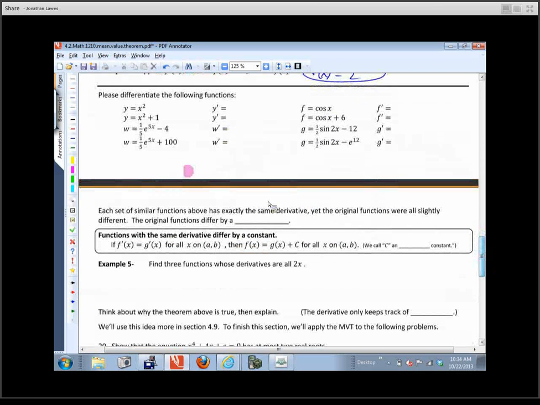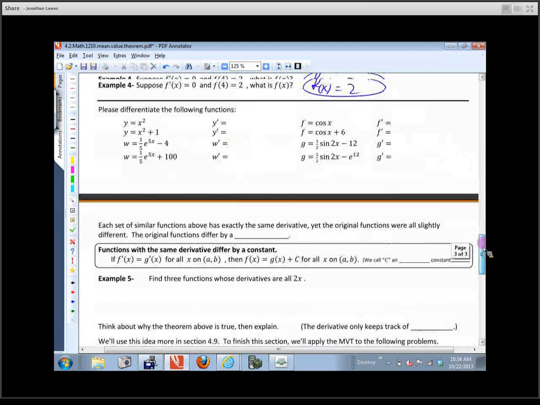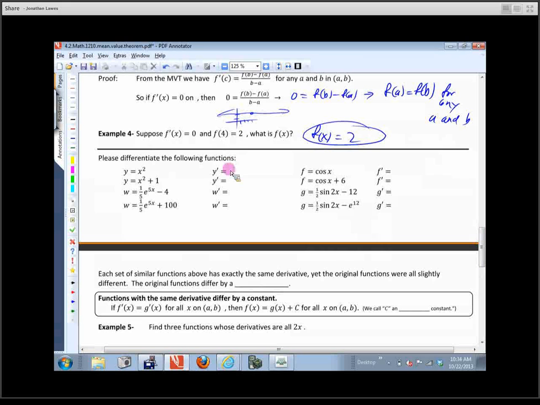So at the bottom of the page, it's got a few problems where it says find the derivative, and these are all very easy. So if y is equal to x squared, y prime is 2x. If y is equal to x squared plus 1, y prime is equal to 2x. If w is equal to 1/5 e to the 5x minus 4, the derivative is e to the 5x. And if instead of subtracting 4, I add 100, still e to the 5x. Derivative of cosine, negative sine, negative sine. What's this one? Cosine 2x. And this one? As ugly as that number is, this is still cosine of 2x.